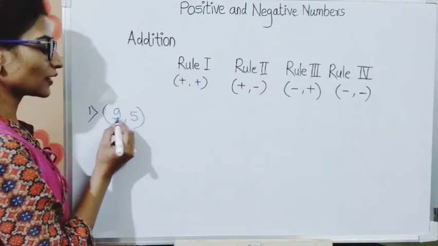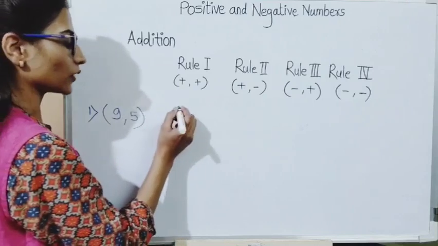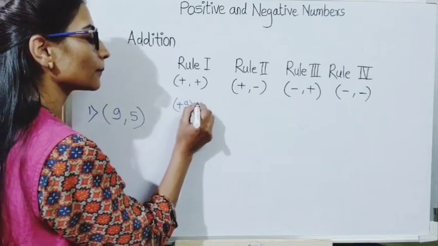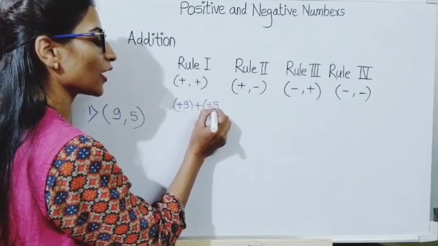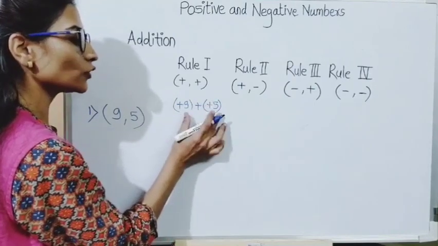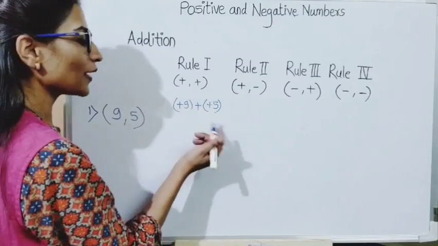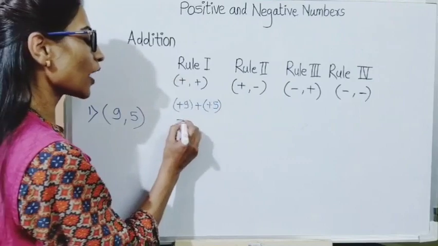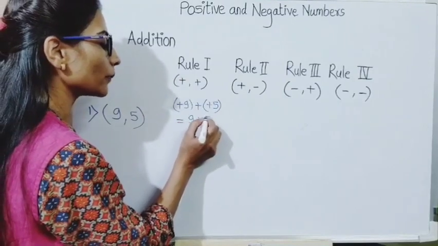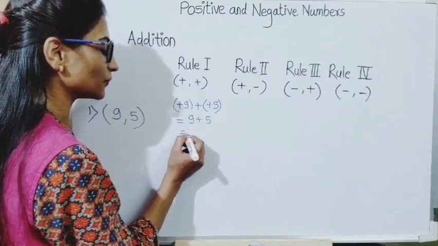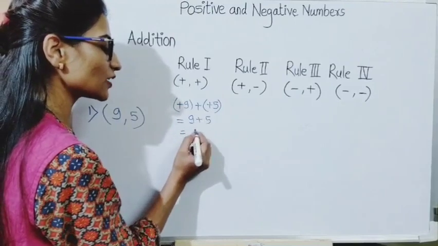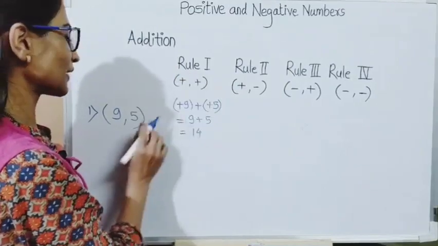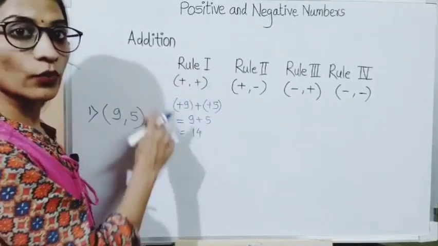Now we have to take both numbers as positive numbers, meaning plus 9 and plus 5, and we have to do the addition of both numbers. Now what will happen? Both numbers having the same sign, according to the rule we have to add both numbers. There is no change in sign. So what will we get? 9 plus 5 is equal to 14. So in this way we solve this example according to the first rule, when both numbers are positive.